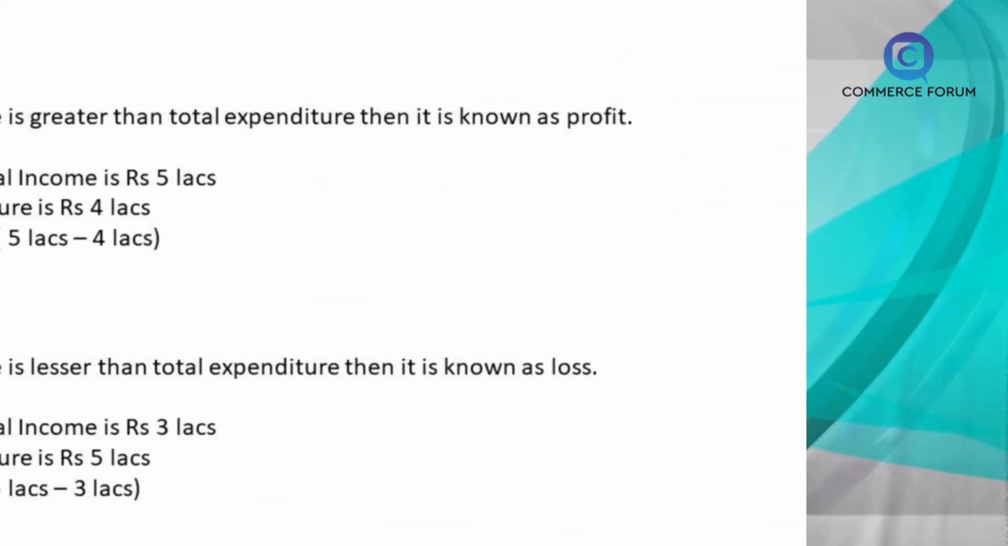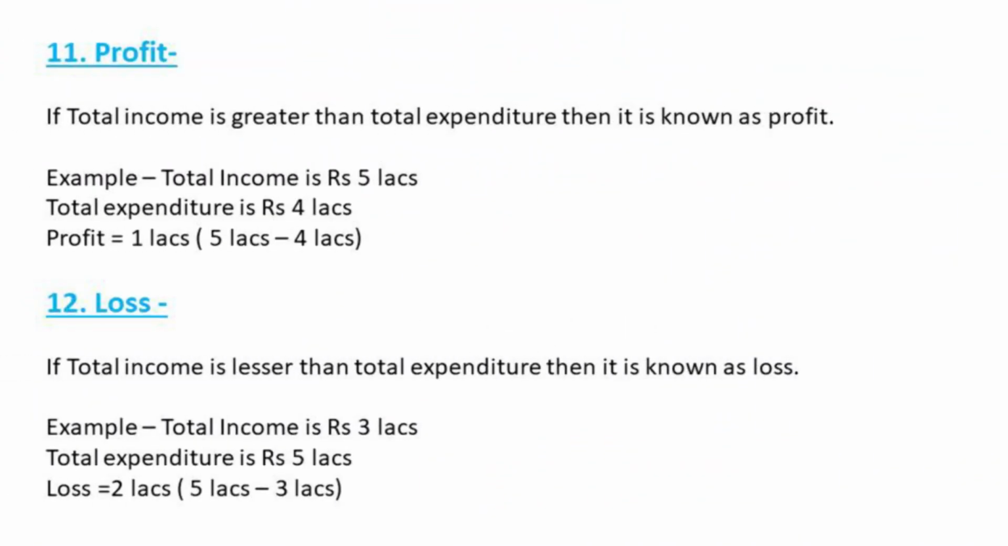Next point is the profit. If the total income is greater than total expenditure, then we call that a profit. Let's say for example, the total income is 5 lakh rupees and total expenditure is 4 lakh rupees. So the difference of 5 and 4, which is 1 lakh, is what we refer to as profit.